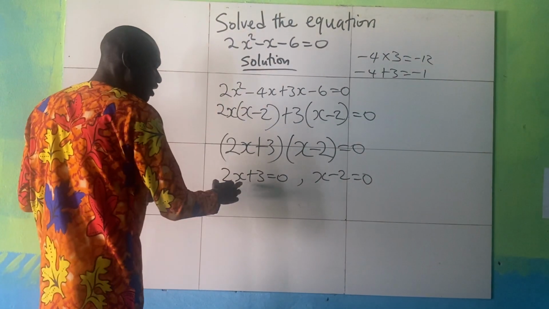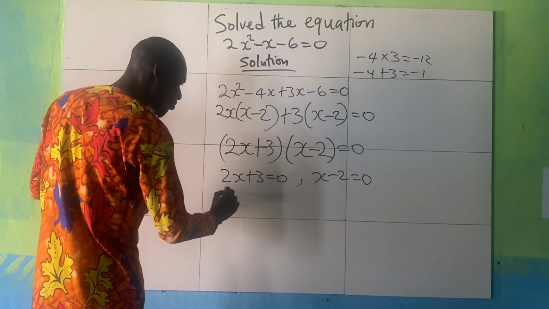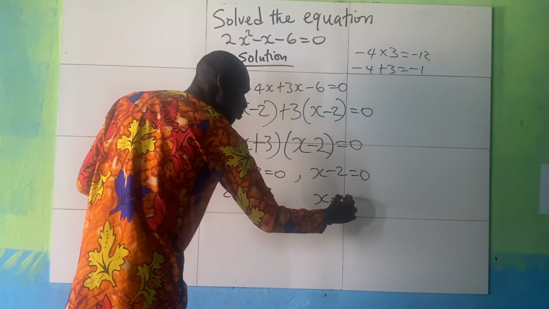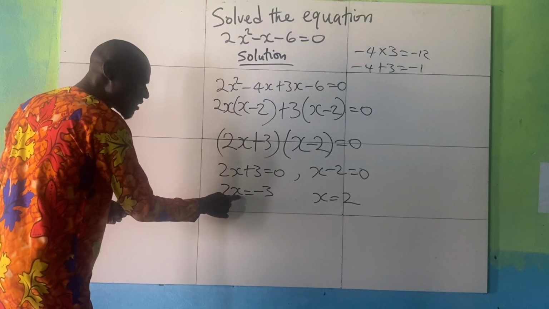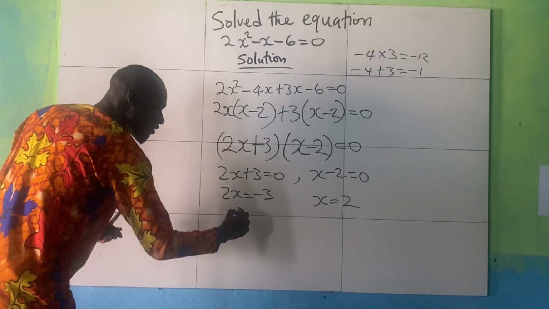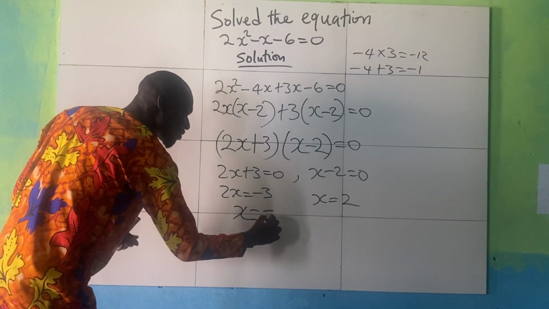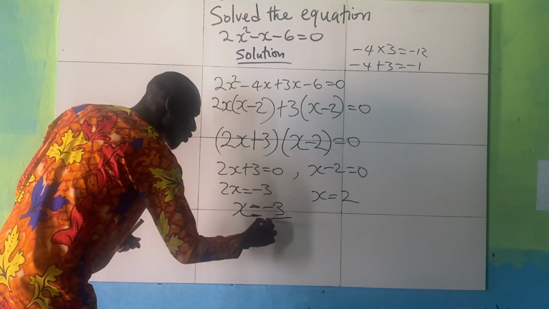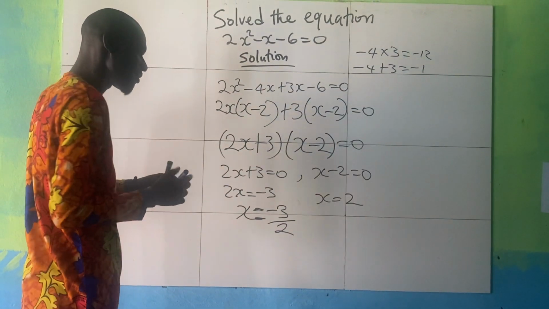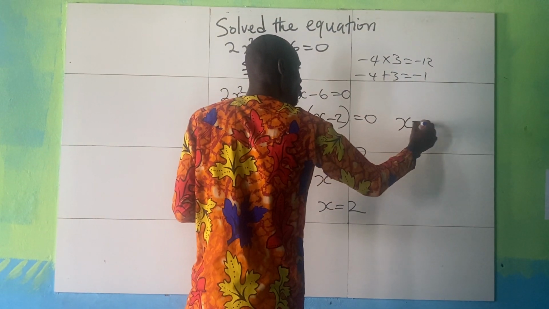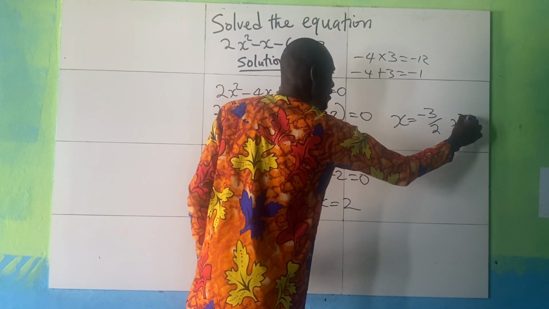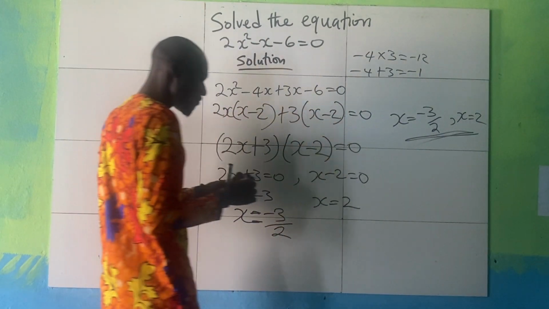At this point, you agree with me that this will now become 2x equal to -3, and here will be x equal to 2. So to get the x on this part, it will now be divide both sides by 2. So therefore, x will be equal to -3 over 2. So the two answers for x will be x equal to -3 over 2 and x equal to 2. So this will be our final answer.